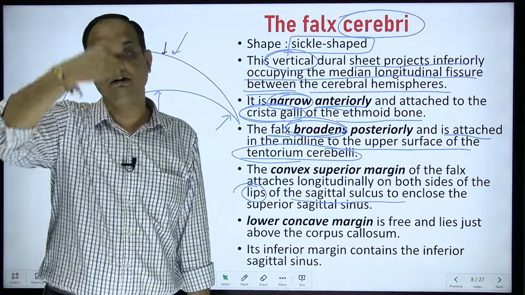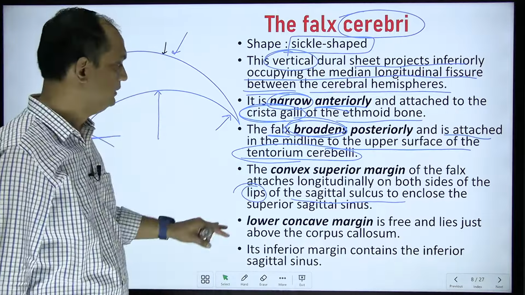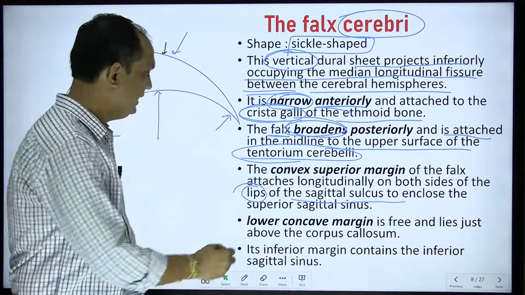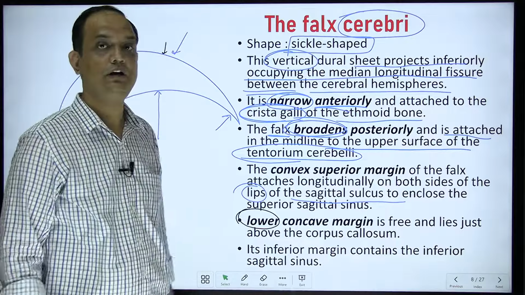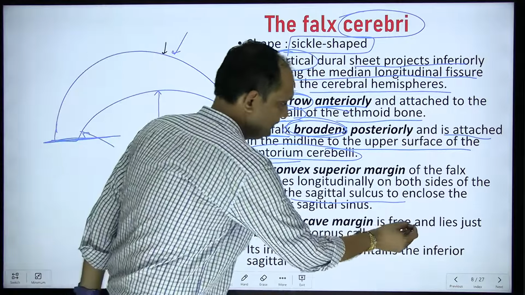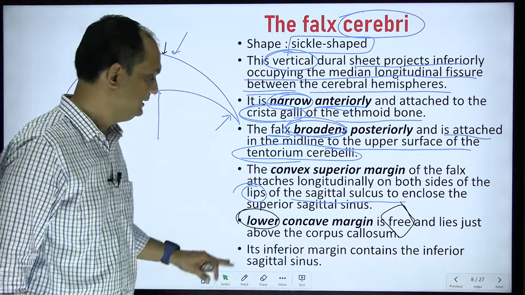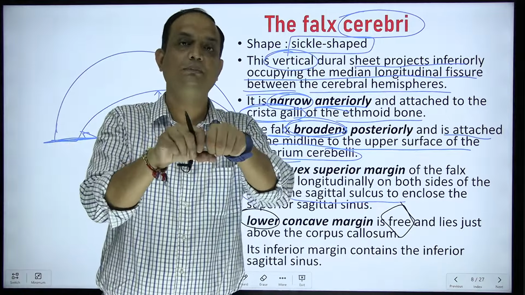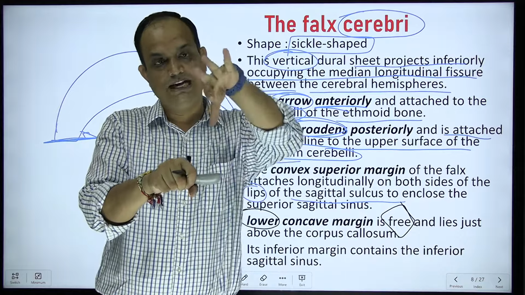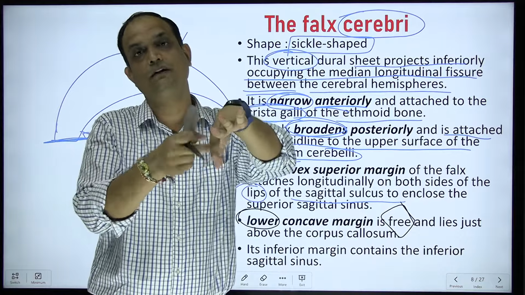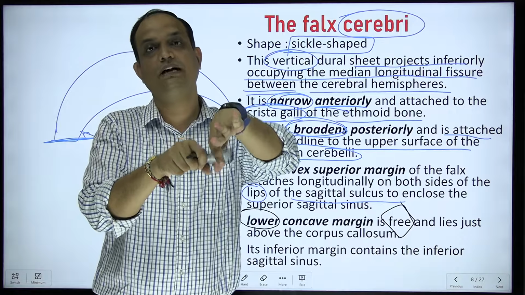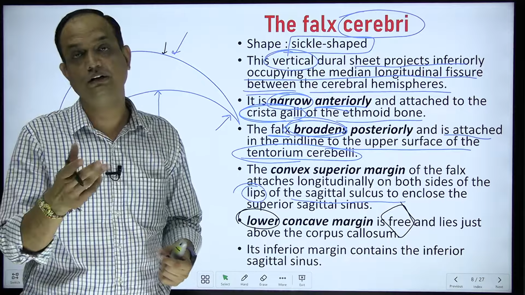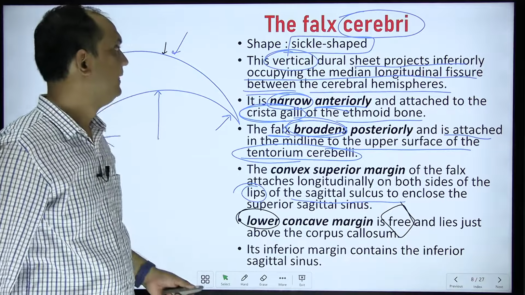So, it is written here that the superior border is attached on the inner side of the skull bone in the midline or in the sagittal plane, where you have the groove for superior sagittal sinus, which is having the two lips. While the lower border, the concave margin, is free. It is not having any attachment and it lies just above the corpus callosum. I told you that both the cerebral hemispheres are connected with the corpus callosum. So, that will go down, but the lower part is free and it remains in contact with this corpus callosum. The inferior margin contains the inferior sagittal sinus.